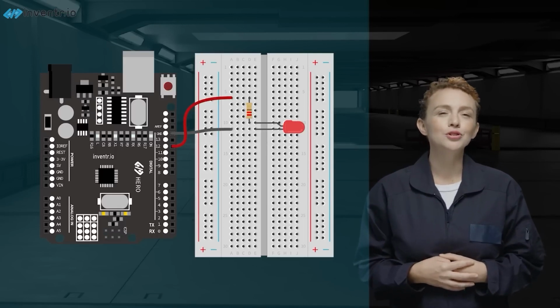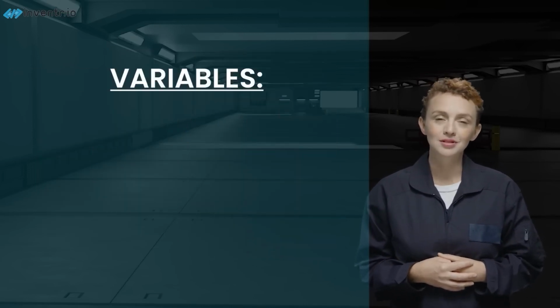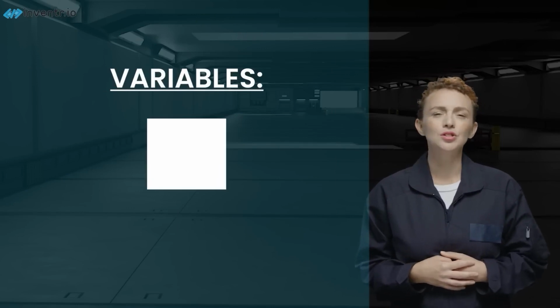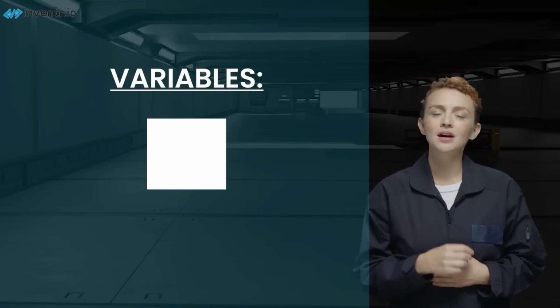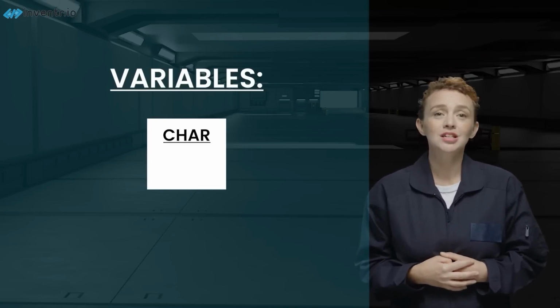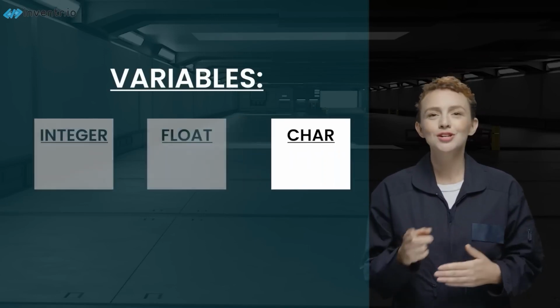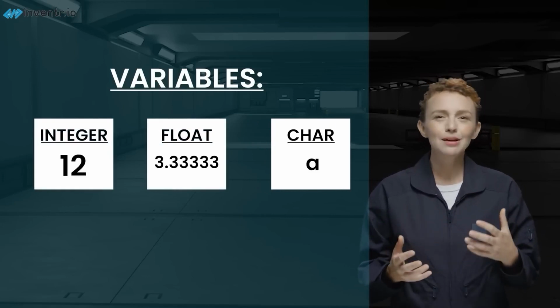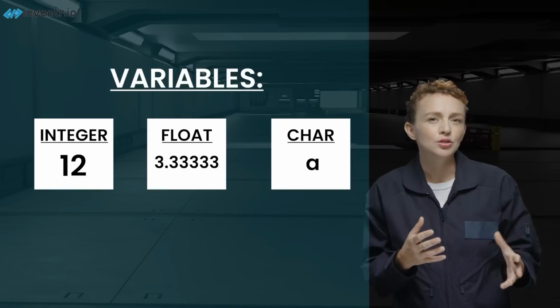Moving on to another cornerstone of programming, variables. A variable in programming is like a small box where you can store information. You give this box a unique name and fill it with a specific type of information, and then you can use that information by referring to the box's name. It's like labeling your food in the ship's refrigerator so no one else eats your leftover pizza.